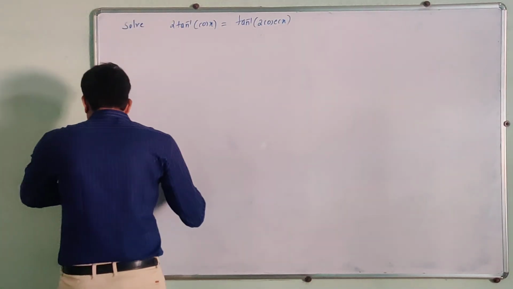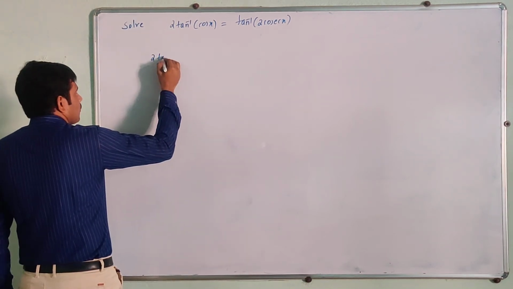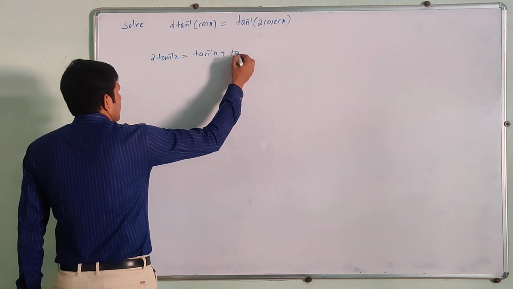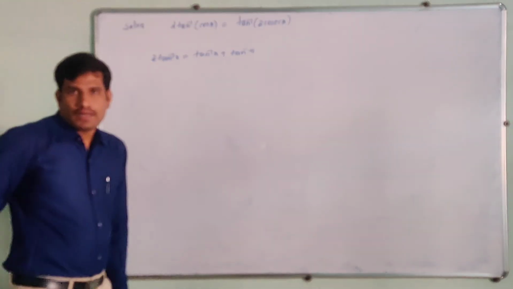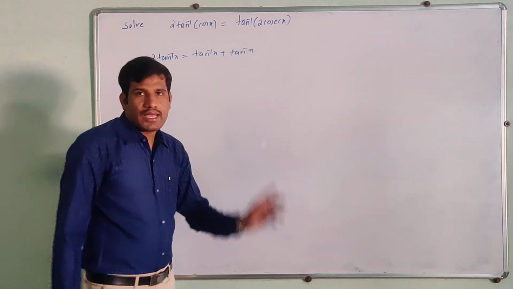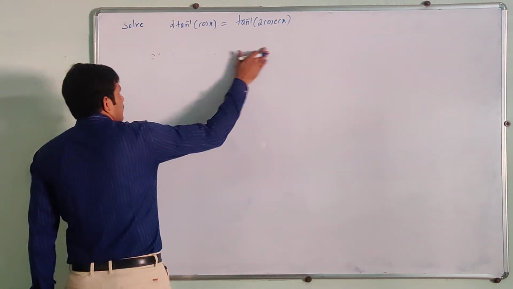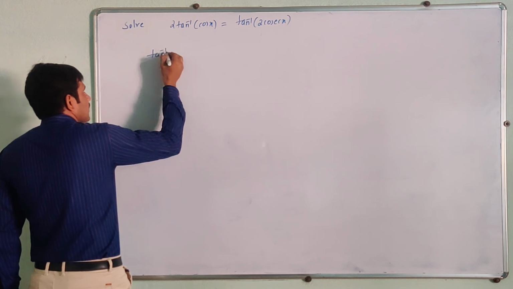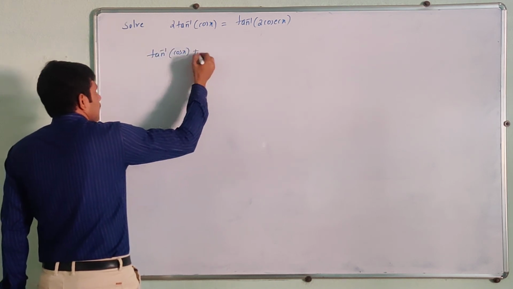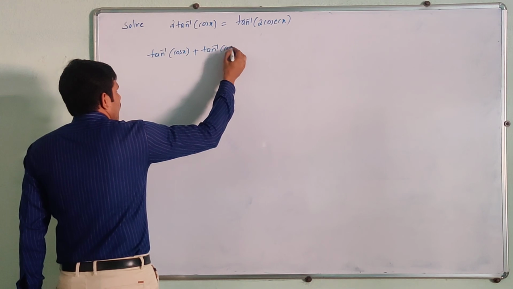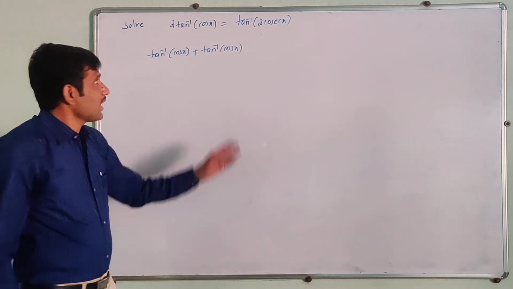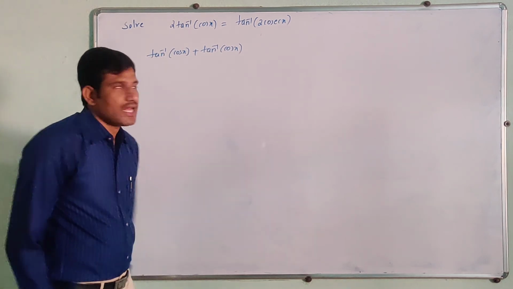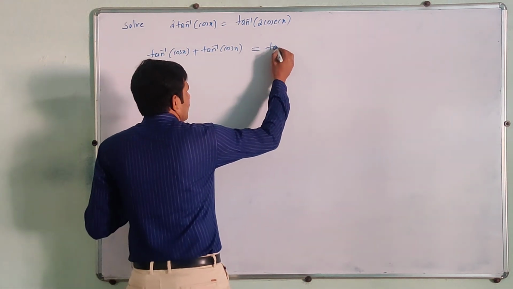See here. Now 2 tan inverse x, I can write it as tan inverse x plus tan inverse x. Similarly, this 2 tan inverse of cos x, I can write it as tan inverse of cos x plus tan inverse of cos x. That's 2 tan inverse x, in place of x it is cos x, is equal to tan inverse of 2 cosec x.